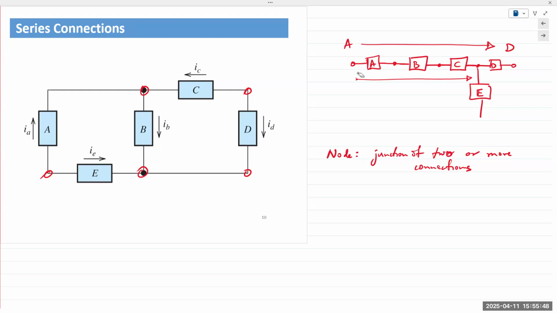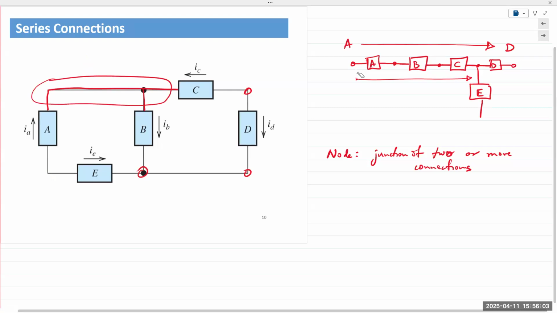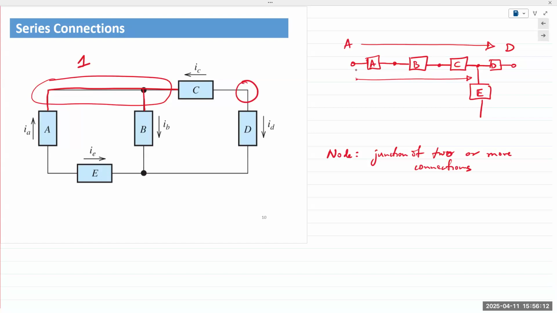So it's an unbroken connection all the way here and all the way here. So we can say this is all one single node. Let's call this node 1. This is 2. This is node 3. And this is node 4.